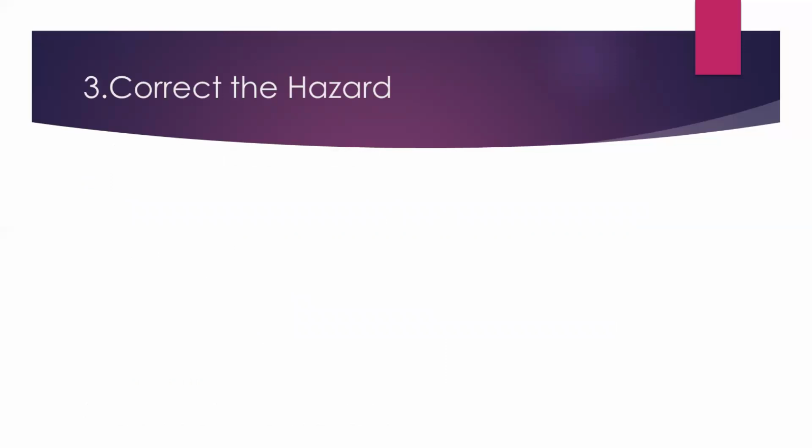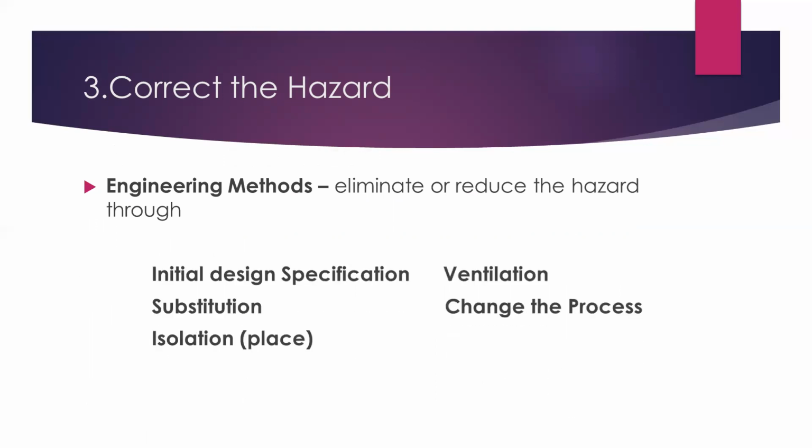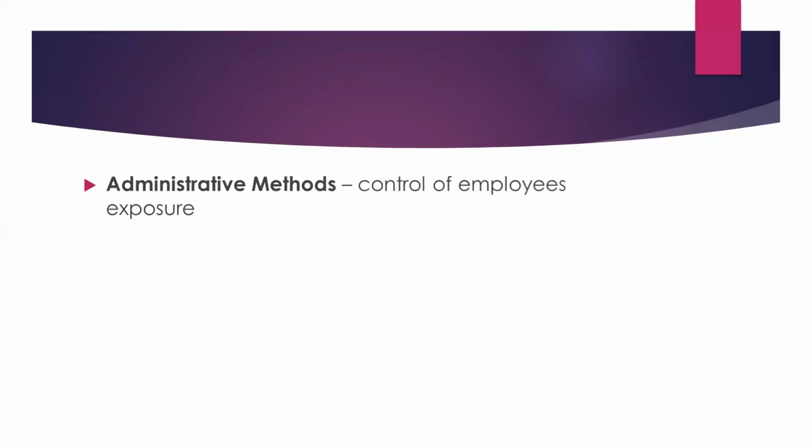And the last step is to correct the hazard. Engineering methods, that is to eliminate or reduce the hazard through the following: initial design specification, ventilation, substitution, change the process, isolation. And the second one, administrative methods, control of employees' exposure. That's how we define it.